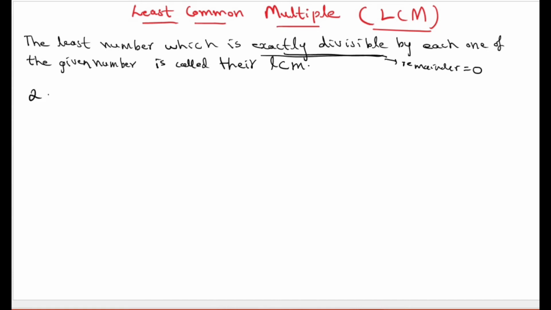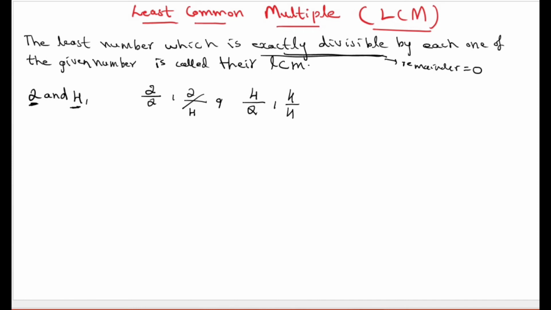Suppose consider the numbers 2 and 4. You need to find the LCM for 2 and 4. Find the least number which is exactly divisible by each one of the given numbers. If you take 2, 2 is divisible by 2, but 2 is not divisible by 4. Next, 3 is not divisible by both 2 and 4. Next take 4, 4 is divisible by 2 as well as 4 is divisible by 4.